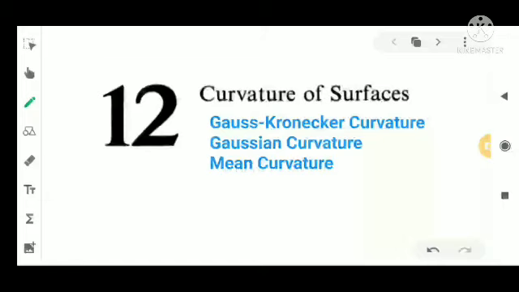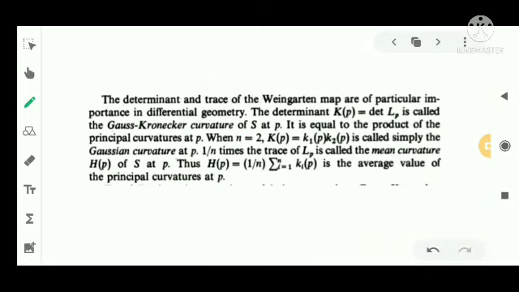Chapter 12: Curvature of Surfaces. In this video, we are going to discuss Gauss-Kronecker curvature, Gaussian curvature, mean curvature, and some theorems related to the curvature of surfaces. First, we have the definition.